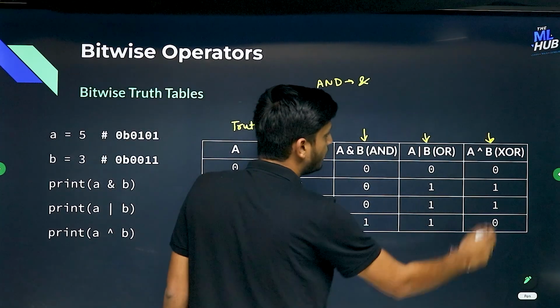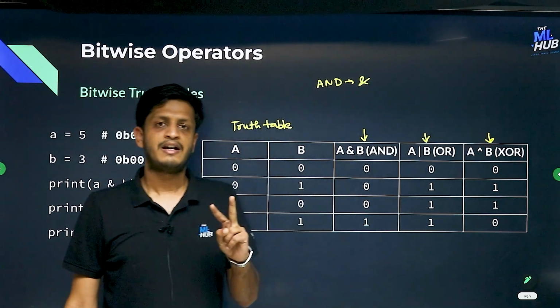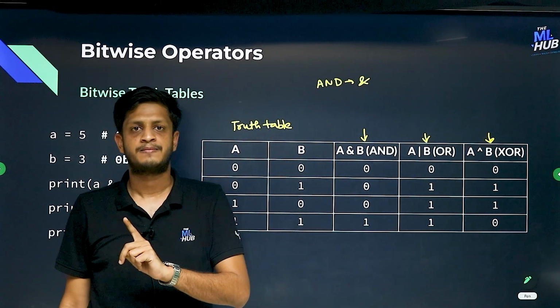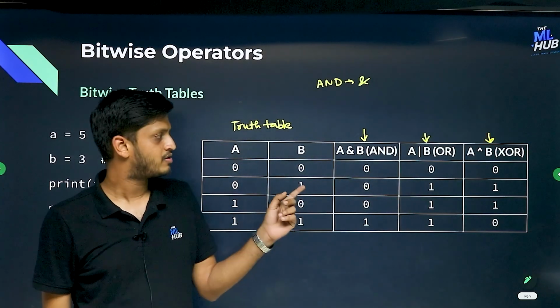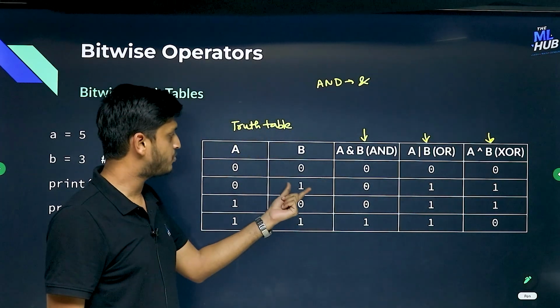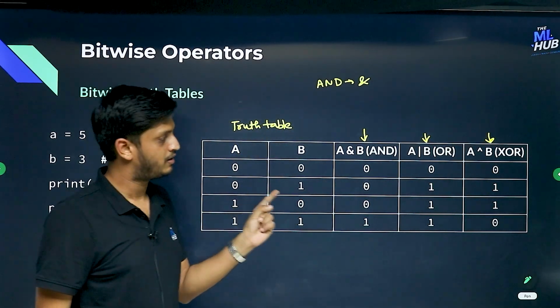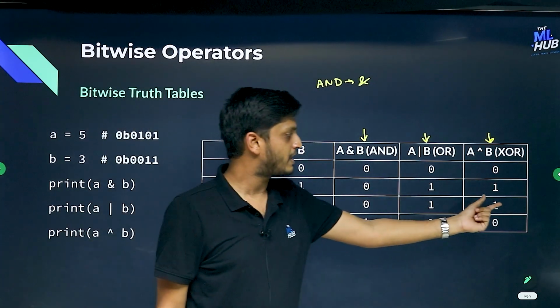And how does XOR work? In XOR, if you are performing it on 2 bits, if exactly one of them is 1, then it will be 1. So here both are zeros, so it is 0. Here B is 1 and A is 0, exactly one of them is 1, and hence it is 1. Similarly here A is 1 and B is 0, so XOR is 1.